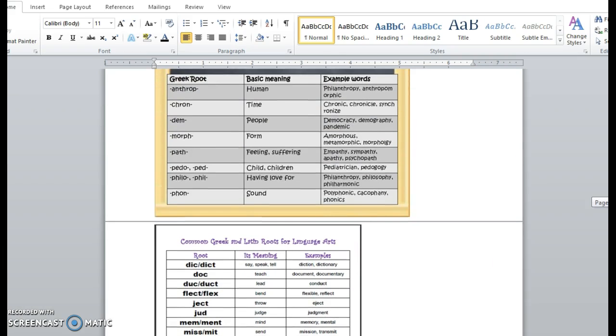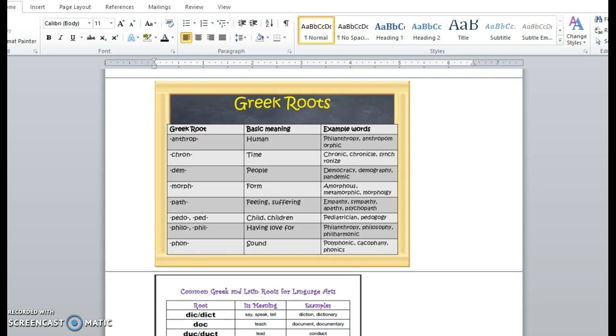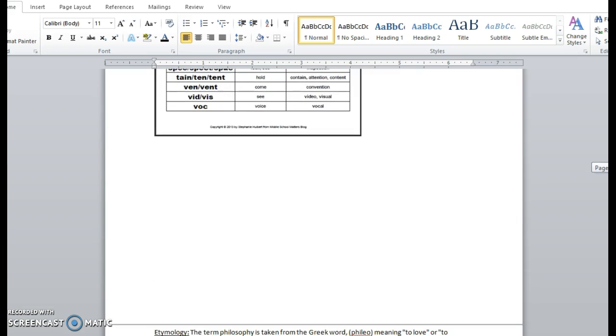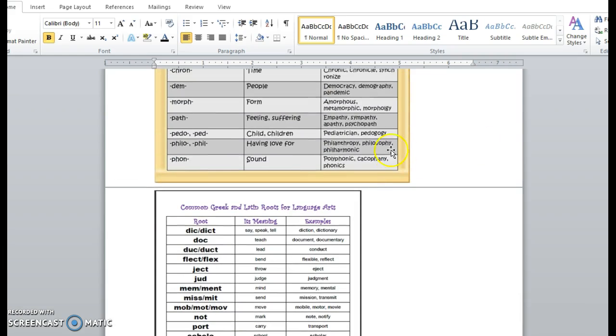So I'm going to choose a word. That's the first thing you're going to do. And I'm going to choose the word philosophy right here. So the first thing I'm going to do, that's why we're on a Word document, we are going to write out our word. So I'm going to write philosophy. Okay? Now, I already know from my chart, I see the word right here.